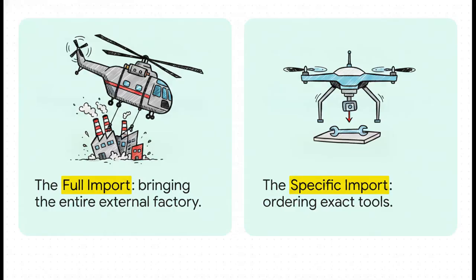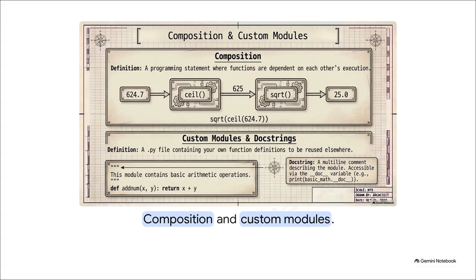When you need specialized power, you call in outside supply chains. You can use a full import, like import math, which basically airlifts the entire external factory into your script. The catch is you have to use dot notation to find things. Alternatively, a specific import, like from math import sqrt, is like a precision drone strike. It orders exactly the one tool you need, saves memory, and lets you use it immediately. The real magic happens when you chain these tools together via composition, where the output of one function drops directly into the intake of another.